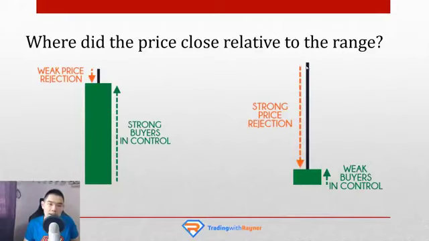It shows me that the sellers are in the background, pushing the price from this high all the way down near the lows of the range. This to me, sellers are in control. So again, don't just see green means bullish, red means bearish. It doesn't really quite work like that. You have to look at where did the price close relative to the range.